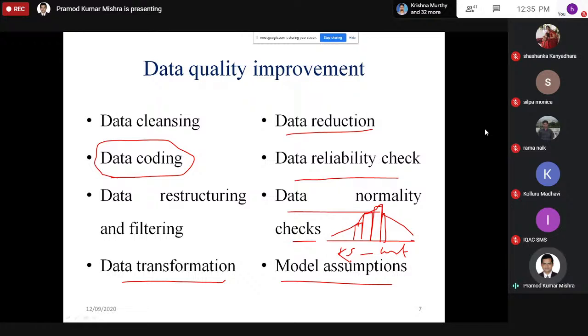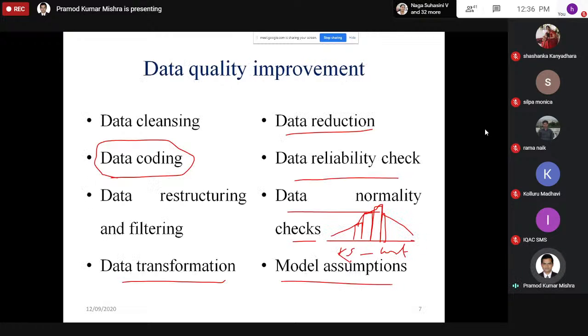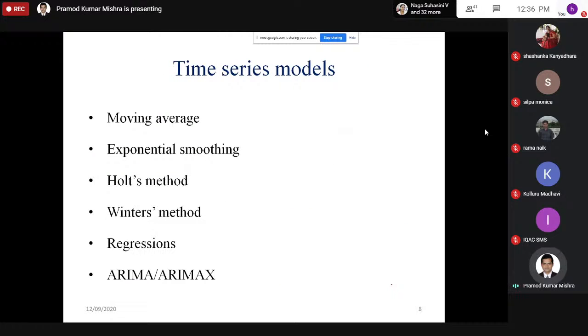Then the model assumptions, right? What are the model assumptions? What kind of sampling is essential, and what could be the nature of the variable? Then what is the right sample size and so on, right? Then there are a few time series methods available, and also machine learning methods available.